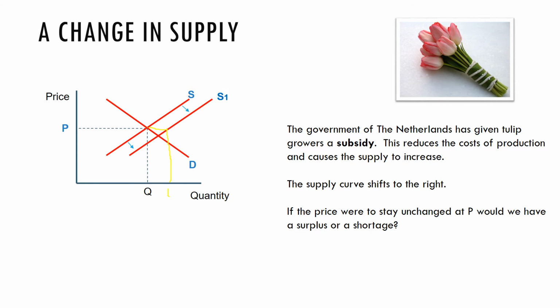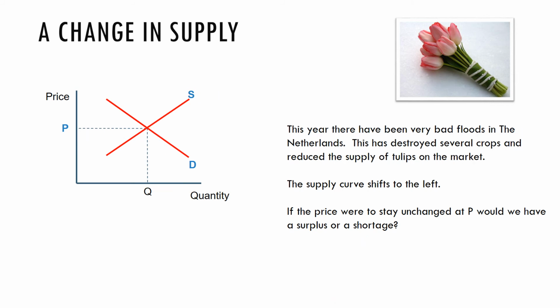So what would happen in this situation? Well, we've got a level of supply that exceeds demand, we would have a surplus, and as a result, we would expect the price to fall to P1 and the quantity Q1 to be bought and sold in the market. Let's have a look at a different scenario.